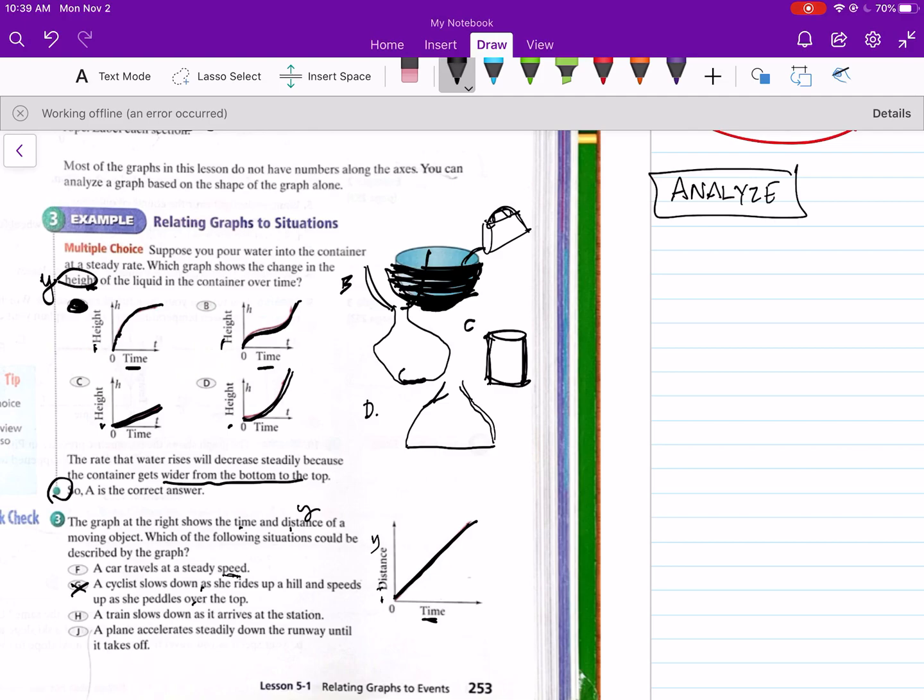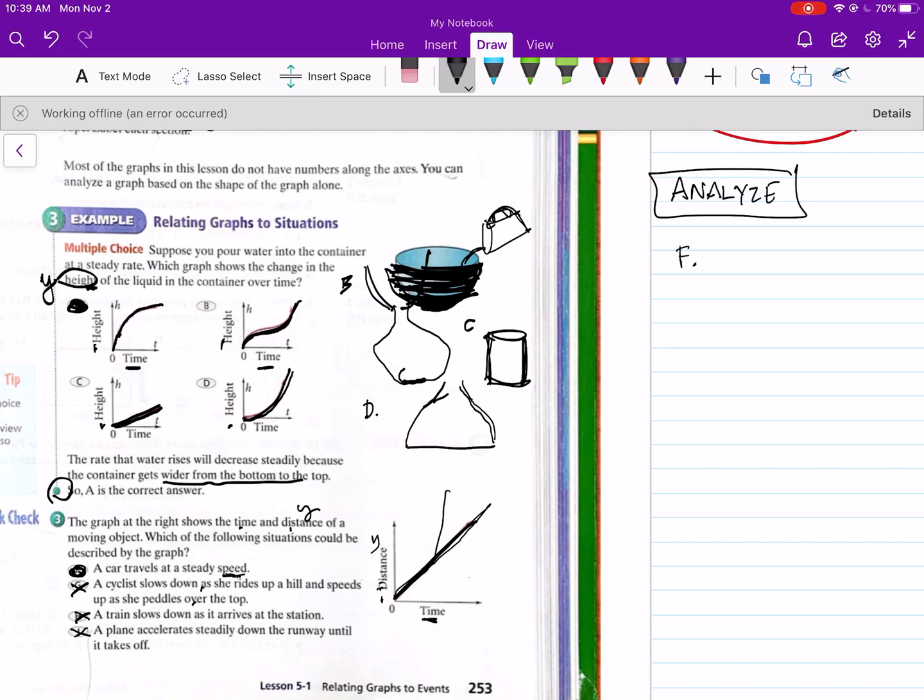A train slows down as it arrives at the station. This talks about distance and it's increasing. I don't think anything's slowing down, so that's not going to be it. A plane accelerates steadily down the runway until takeoff. So steadily and then takes off. What do you think is going to happen to the distance as a plane takes off? It's going to increase rapidly, so it's not doing that. So F would be the best situation.